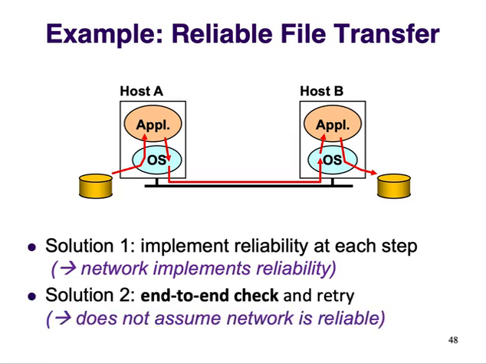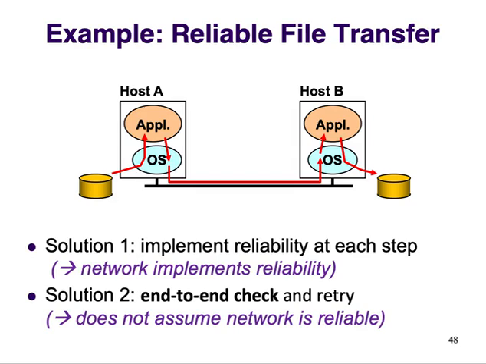A second proposal I'm going to put on the table is we don't do any of the things in step 1. Instead, what we're going to do is have an end-to-end check, and if the check fails, host A retries. What does that end-to-end check look like? And again, end-to-end, right? So I'm not just thinking about the network.